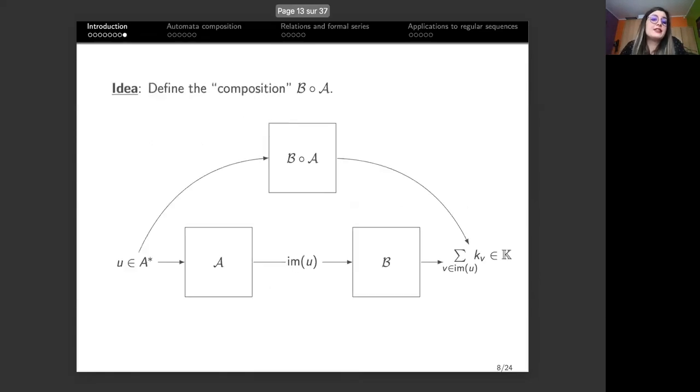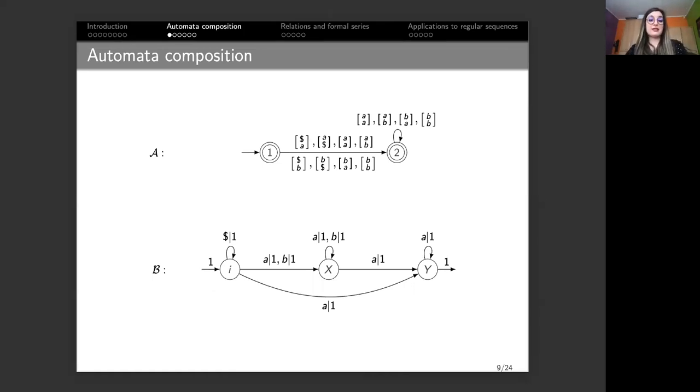So the idea is to define the composition of these two types of automata. I will take a u over the alphabet A. I can go through the two-tape automaton to understand which words over B are the images of u. These words I can go through the K-automaton B to understand their weights. And then I want to define a composition associating to u the sum of the weights of the images of u.